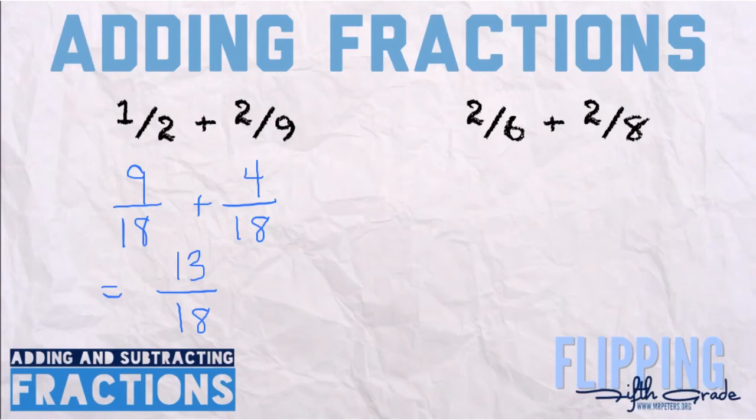2/6 plus 2/8. Now, we did this one earlier, so we know that 6 and 8 have a common denominator of 24. If you didn't know that, you could use 48 here, but in the end, you'd have to reduce or simplify. This is going to help us have to do less simplifying in the end.